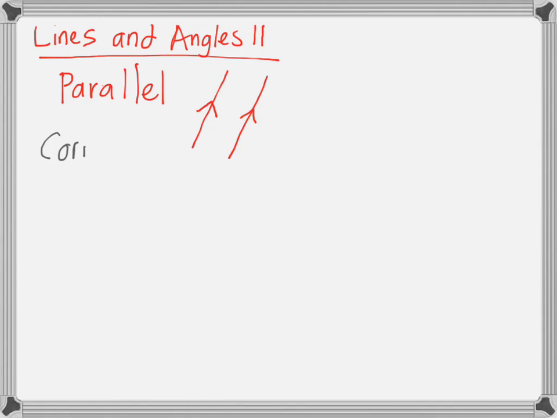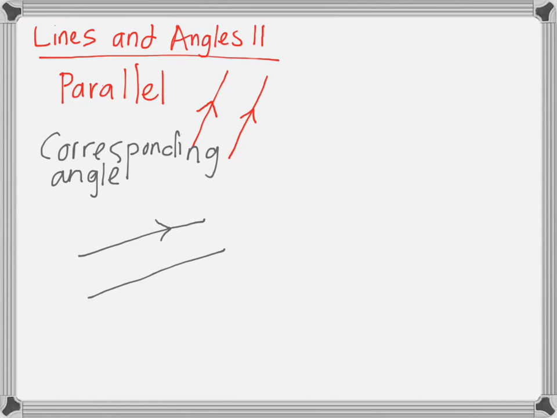Corresponding angle is actually something very simple. Let's say I have two parallel lines here. This line and this line are parallel. And let's say I have one line crossing over here.